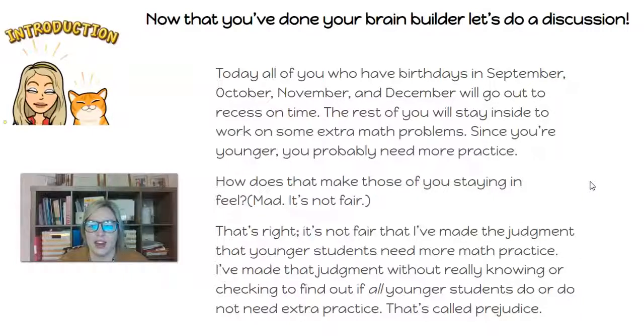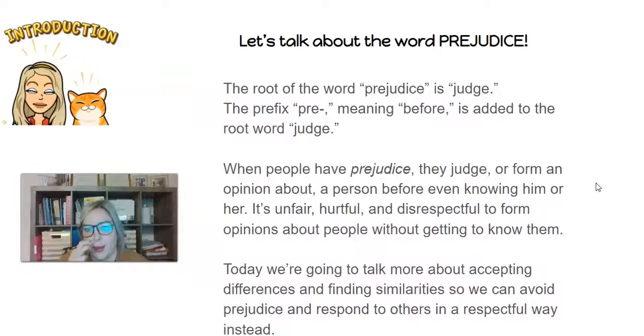That's right. It's not fair that I've made the judgment that the younger students need more math practice. I made that judgment without really knowing or checking to find out if all younger students do or do not need extra practice. That's called prejudice. The root of the word prejudice is judge. The prefix pre, meaning before, is added to the root word judge. When people have prejudice, they judge or form an opinion about a person before even knowing him or her. It's unfair, hurtful, and disrespectful to form opinions about people without getting to know them.